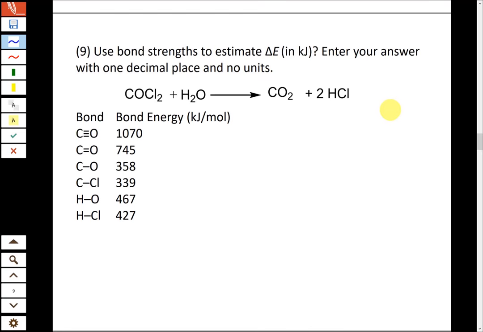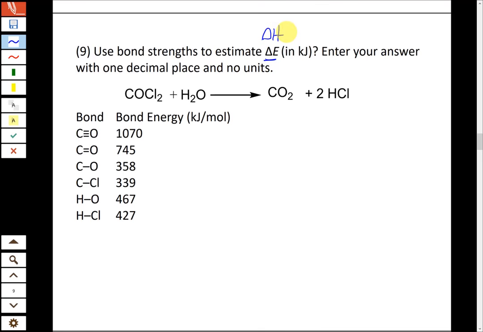Okay, so what we have here is we're going to use the bond strengths to estimate, whether it states delta E or delta H. Remember, they're interchangeable in this context, so don't worry about that distinction for these problems. But we're using bond strengths to estimate what that value would be for this reaction. So this is the other way that we have for calculating delta H or delta E, using bond energies or bond strengths instead of enthalpy of formation like we did last time.